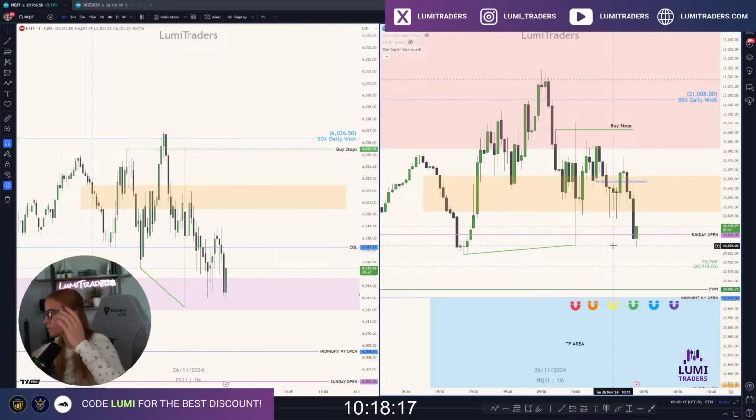Guys, I'm not on this trade, so I took nothing today yet. Nicely respected this OB on the 1-minute chart. Just my conservative TP area, the top of the TP area is just New York midnight open.